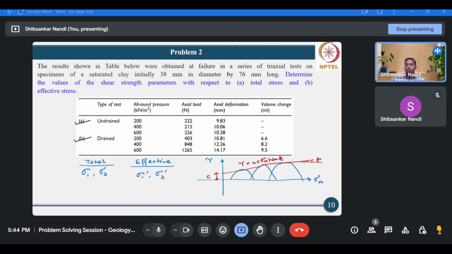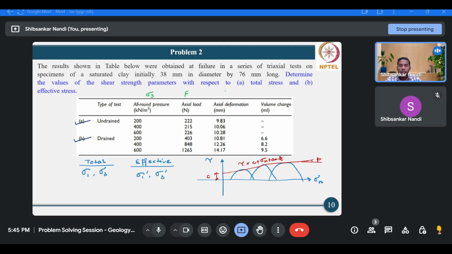Okay, so therefore we'll proceed to determine sigma 1 and sigma 3 from the given test data. To determine these, you have to keep in mind that this all round pressure is nothing but your sigma 3, obviously in terms of total stress. And what is this axial load? This axial load will give you the major principal stress sigma 1, and we'll see how we can get the major principal stress from this axial load.